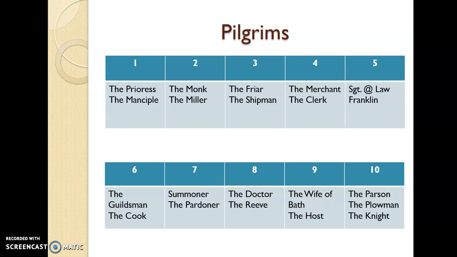So this kind of breaks down each one of the pilgrims into a chart here. We will be going over a majority of these and giving you characteristics on each one of these characters to make sure that you're familiar with who they are and their significance as well.